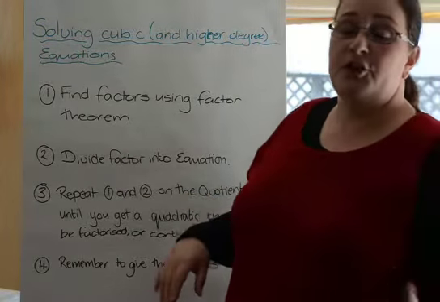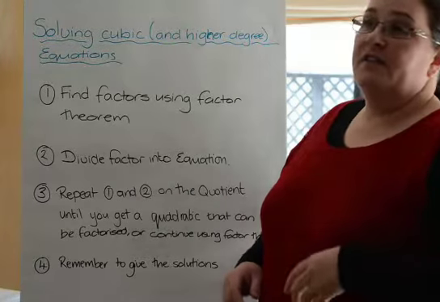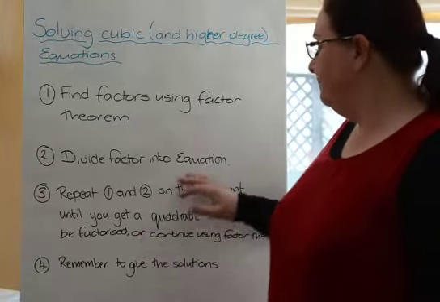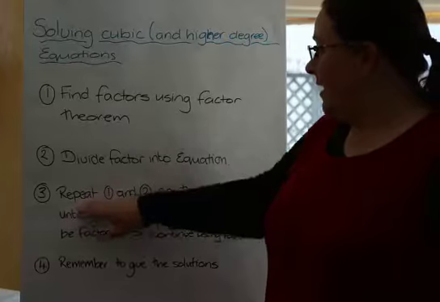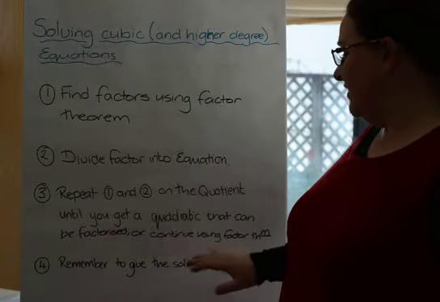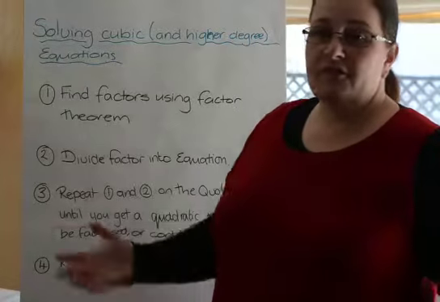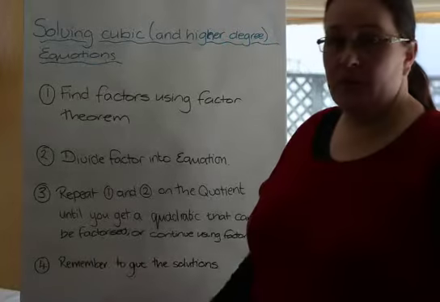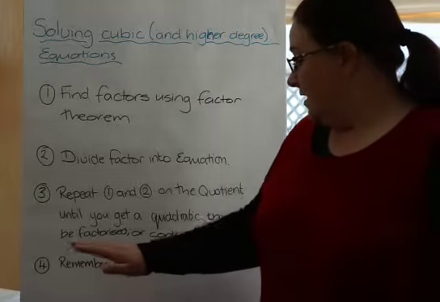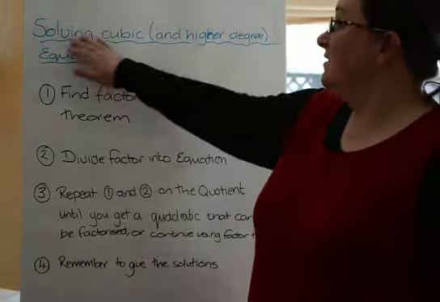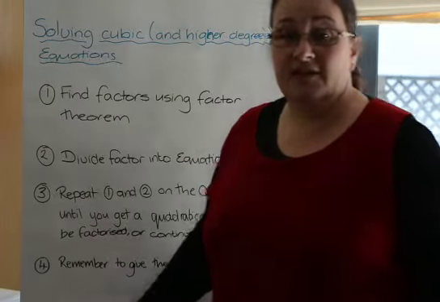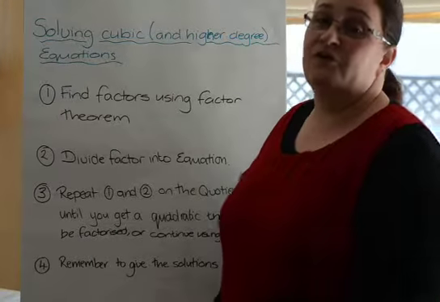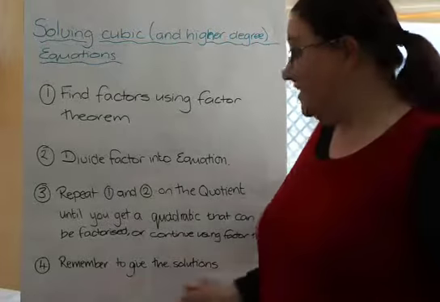Now obviously if it's a cubic you'll end up with a quadratic. If it's a quartic you'll end up with a cubic. If it's a quintic you'll end up with a quartic, and so on. You repeat these two stages until you get a quadratic that can be factorised. Or you can carry on using the factor theorem, or complete the square on it, that's fine. The last thing I will say is that when it says solve, you actually need to give values of x at the end. There's no point putting it all in a nice factorised form and then going, right, next question. You actually need to give the solutions.